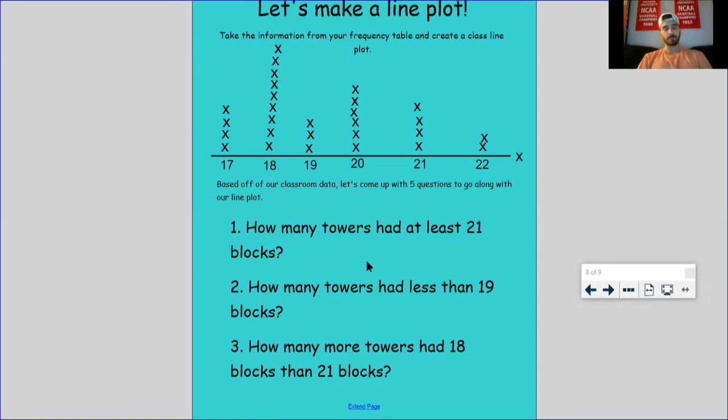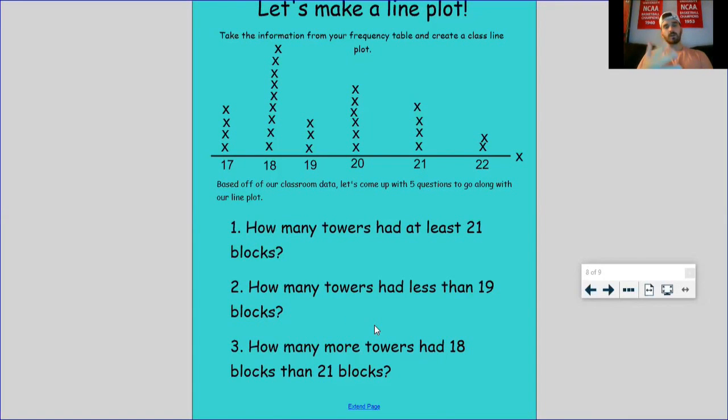Number two, a little bit different. How many towers had less than 19 blocks? Less than 19 does not include 19 because 19 is 19. So we're looking at 18, we're looking at 17. 18's got 1, 2, 3, 4, 5, 6, 7, 8, 9, plus 10, 11, 12, 13 towers had less than 19 blocks.